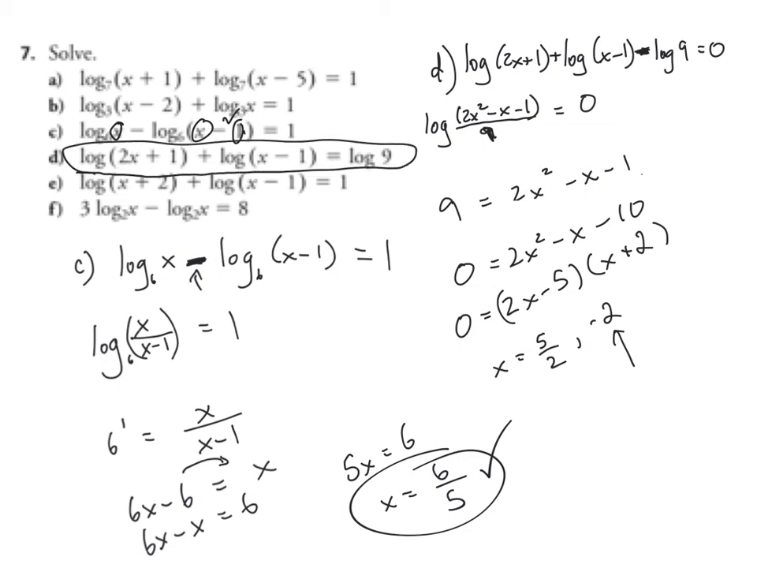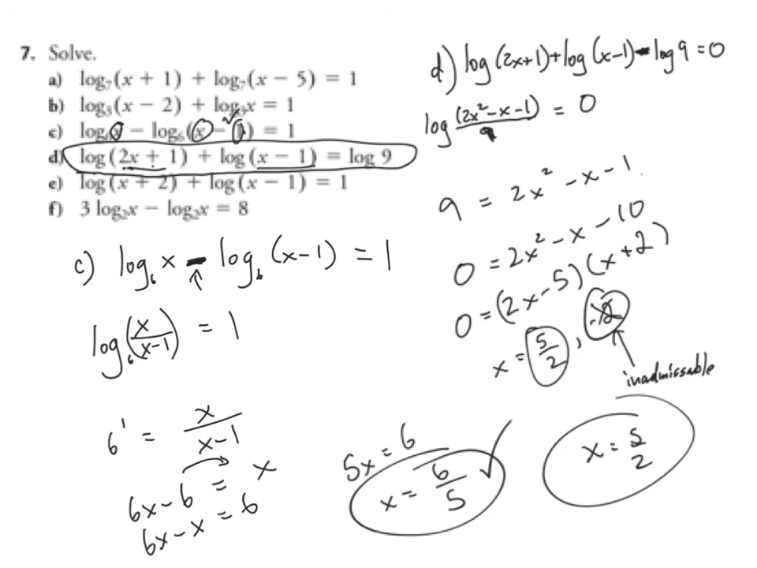Okay, so negative 2 times 2 is negative 4 plus 1, so negative 3. Yep, sure enough, this is inadmissible. Let's just make sure that this here, 2.5, is good. So yeah, it's fine there, and it's fine there. So yeah, we're good to go. So x equals 5 halves. There we go. Let's go to part E.